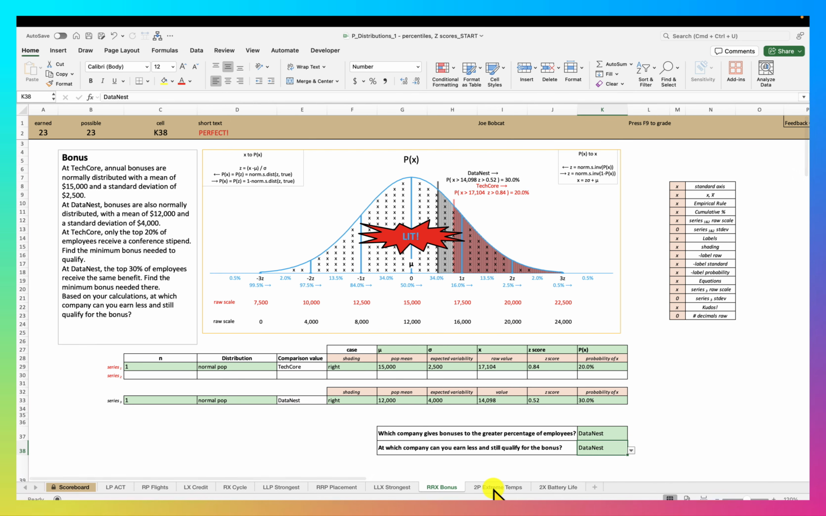Okay, next one. These last two are a little bit different because so far we've been looking at overlapping shaded areas. Now we're going to look at shaded areas just on the extremes, in the tails.